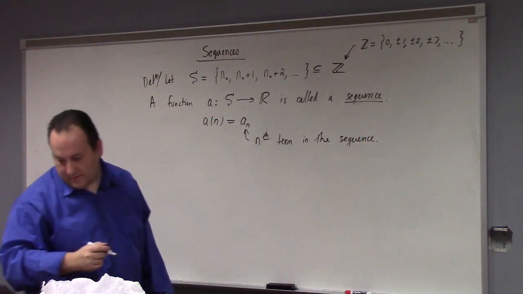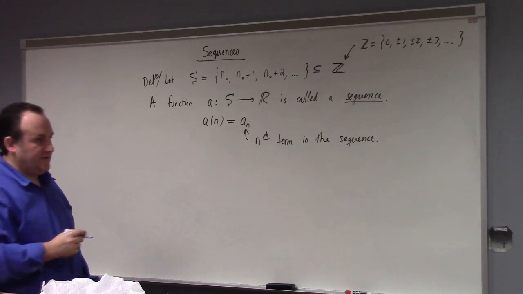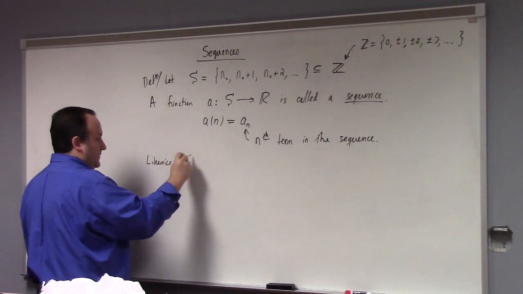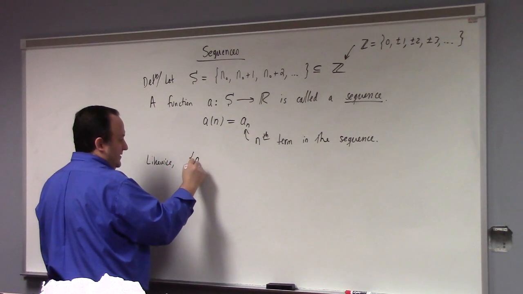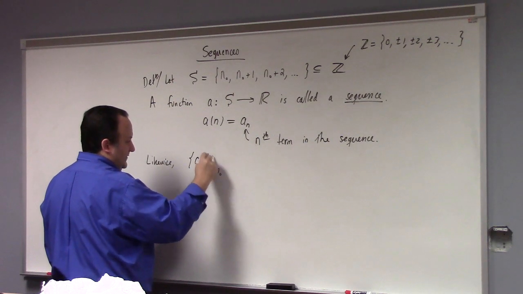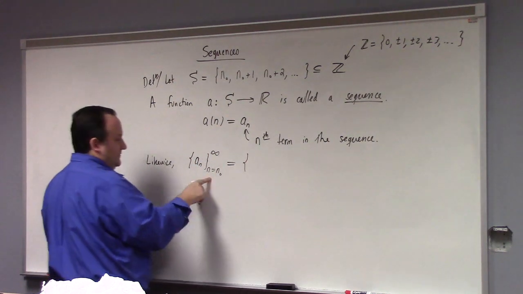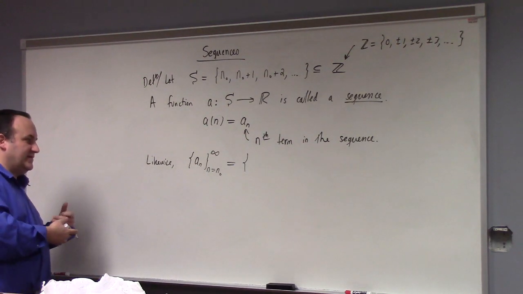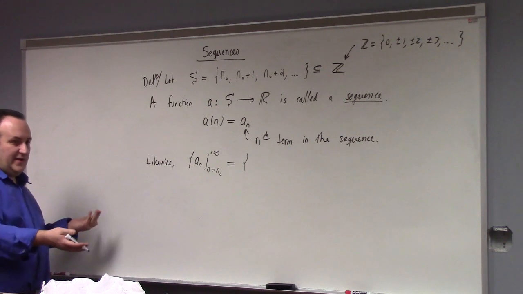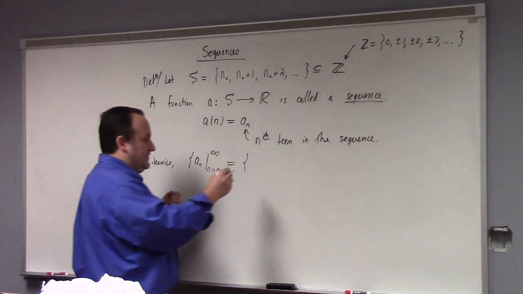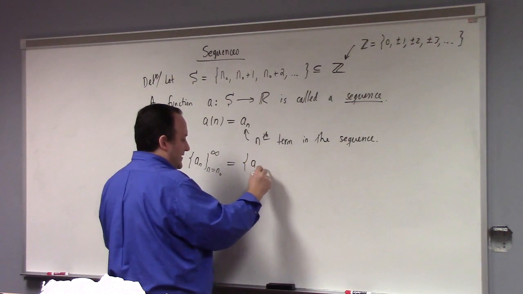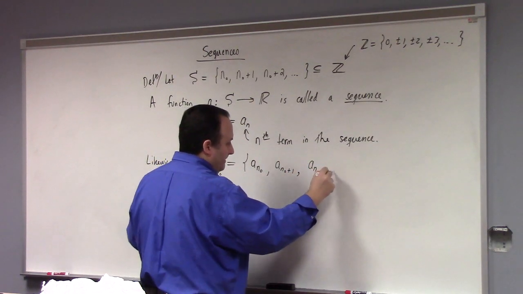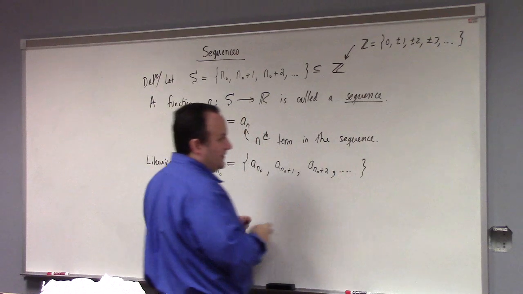Nth term in the sequence. And what else can I tell you? We also sometimes write this, right? A sub n, n equals n naught to infinity. All right, so this is another way of expressing the sequence. You can basically express the sequence as a list of its values, right? Like this. The sequence is a list, right? It's A sub n naught, A sub n naught plus 1, A sub n naught plus 2, dot, dot, dot. Right.